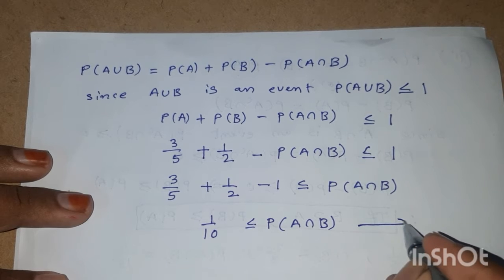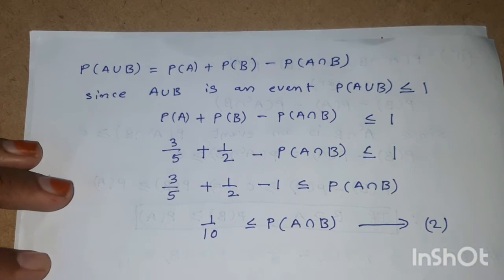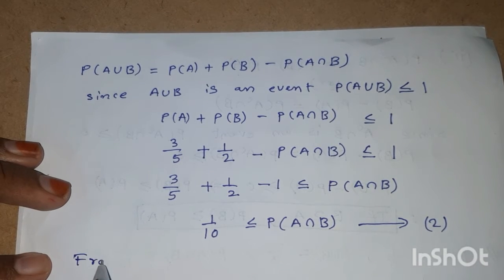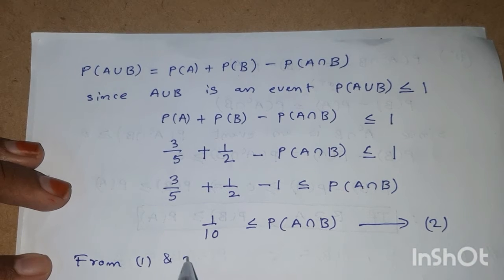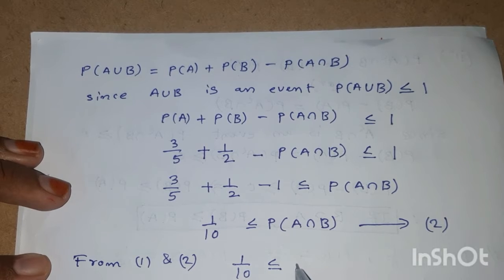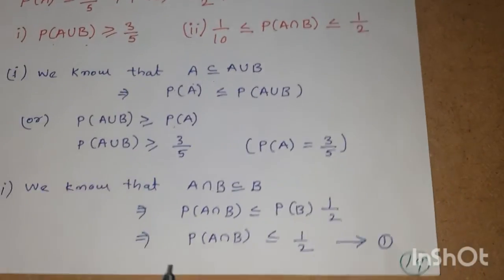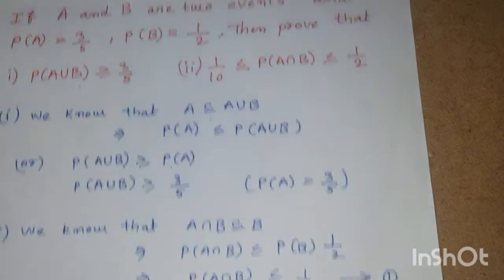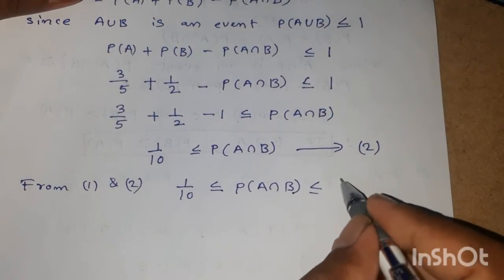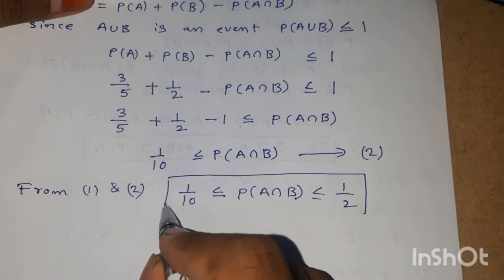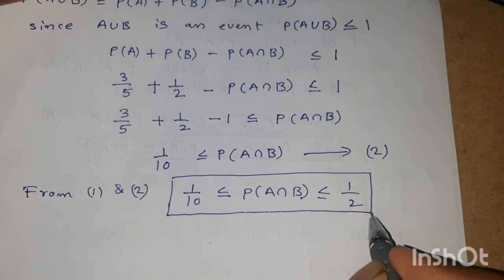This is the second inequality. From 1 and 2, we have 1/10 is less than or equal to P(A ∩ B), which is less than or equal to 1/2. Therefore, the second problem was also cleared.